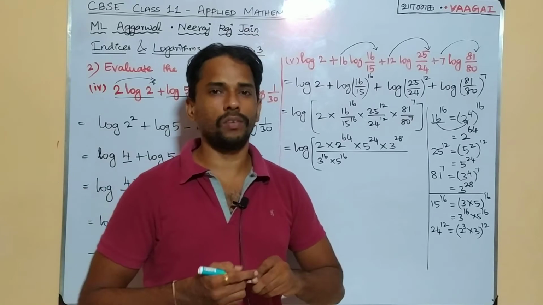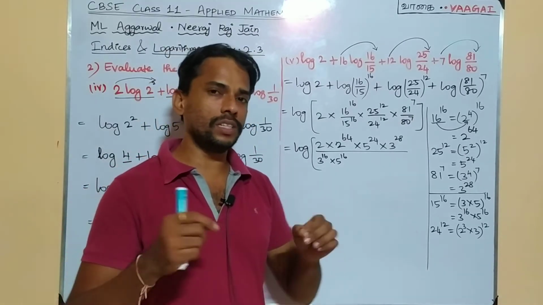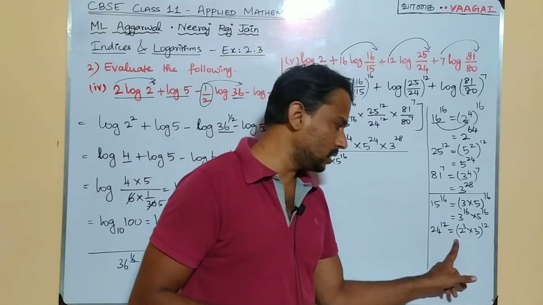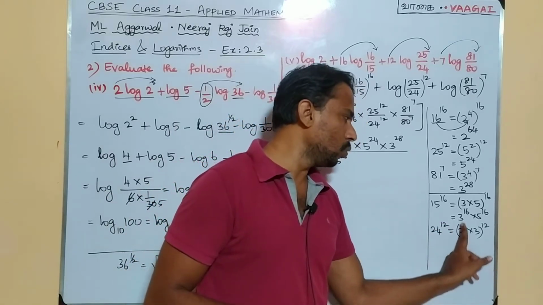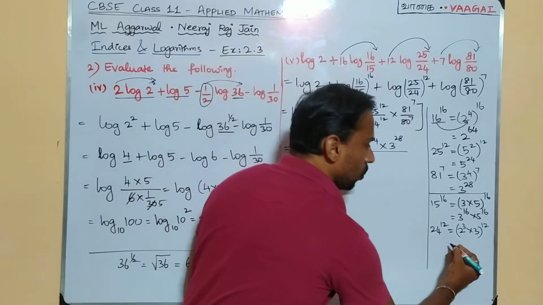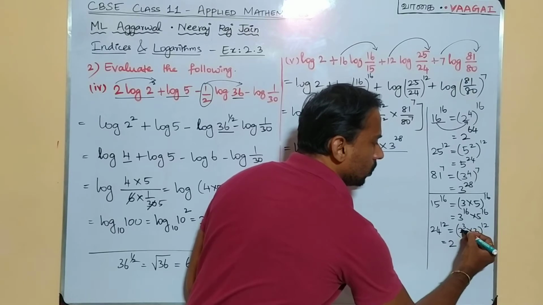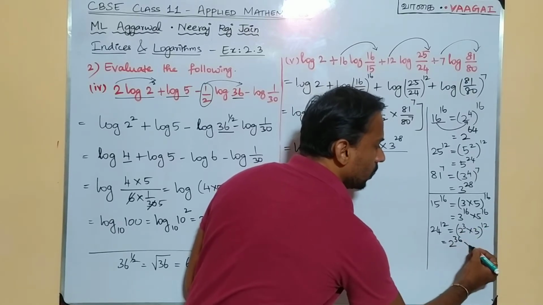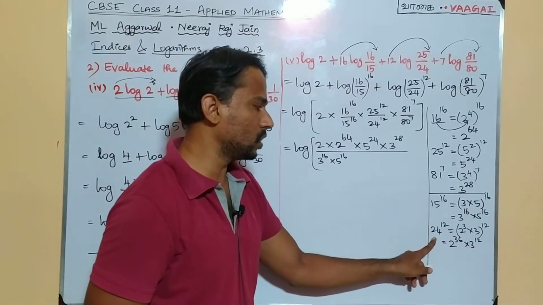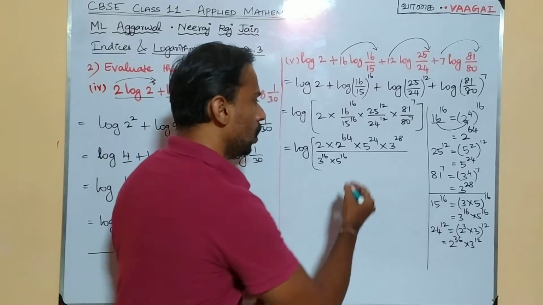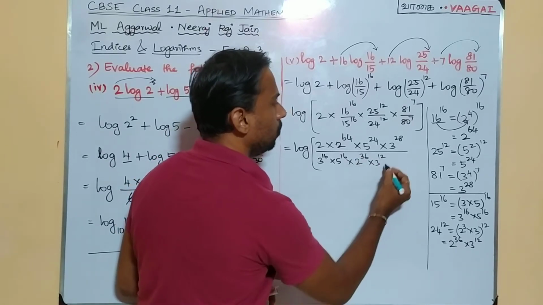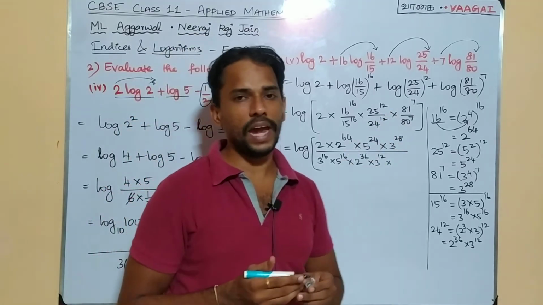This looks a little complicated for you to understand, but we have a clear reason why we are doing all these things. 24 power 12 can be written as 2 cube into 3, the whole power 12. Again, bring the 12 inside, it becomes 2 power 3 12s are 36 into 3 power 12. Simple, that's it. So this 24 power 12 will overall become 2 power 36 into 3 power 12, multiplied by, next we have 80 power 7.